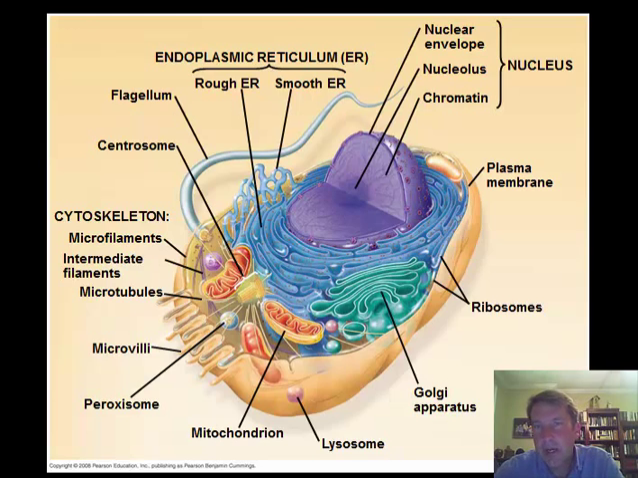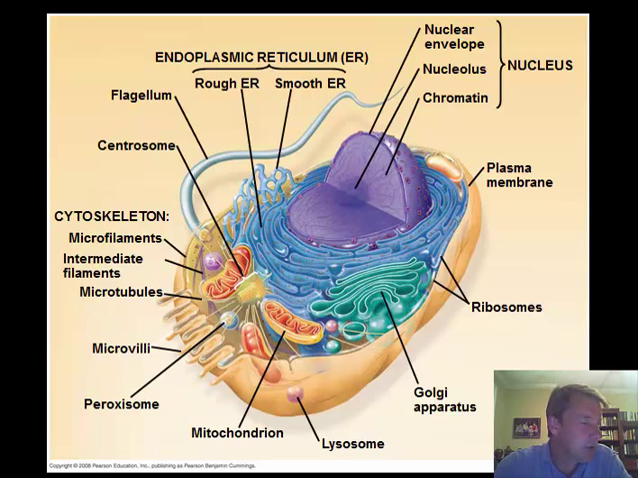So the nucleus has its own membrane. The cell has a membrane around it, and the nucleus has a membrane. It has a nuclear envelope that surrounds it. And so again, the nucleus is kind of considered the control center of the cell, and it has the genetic information in there.